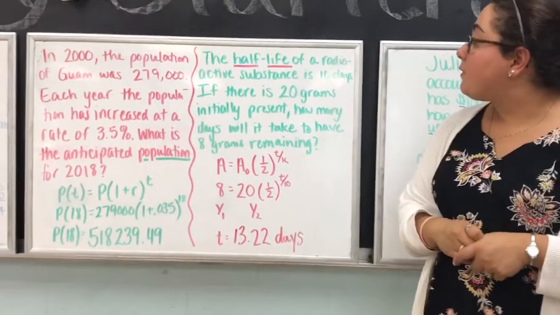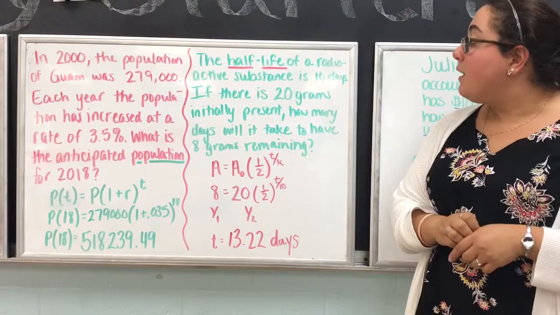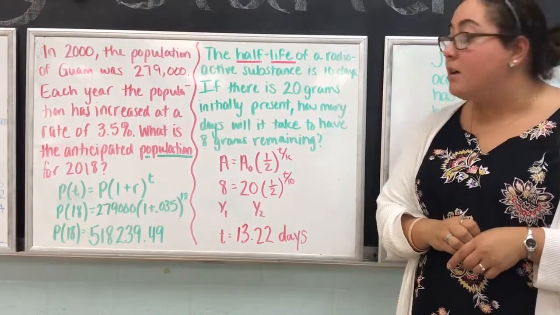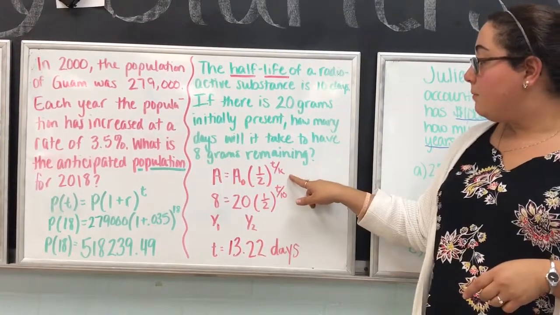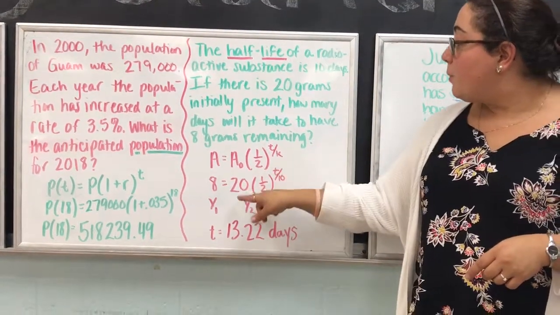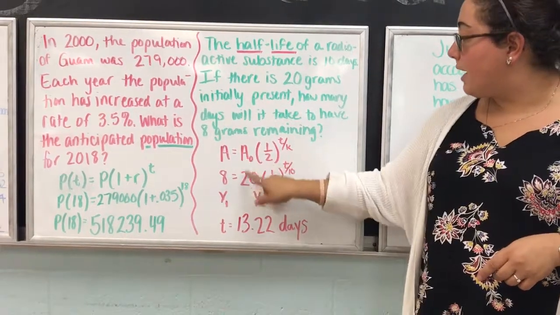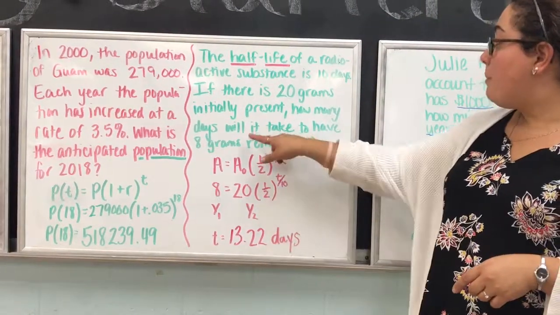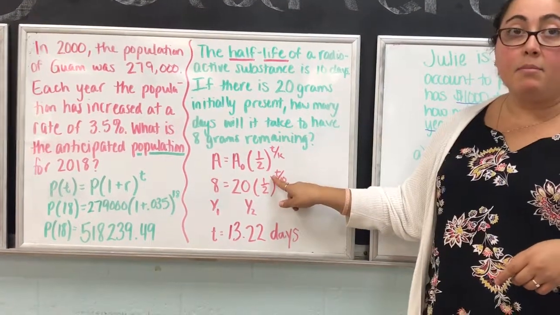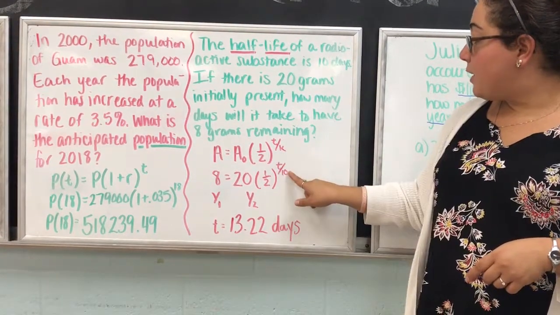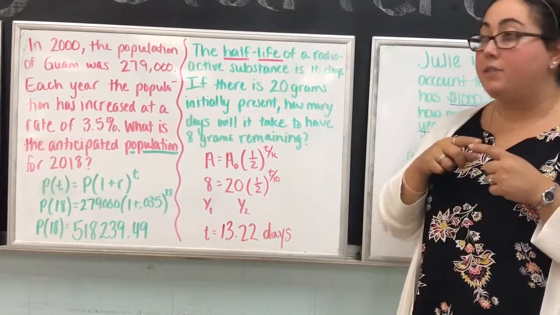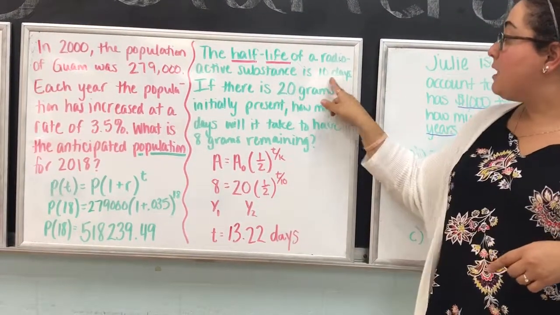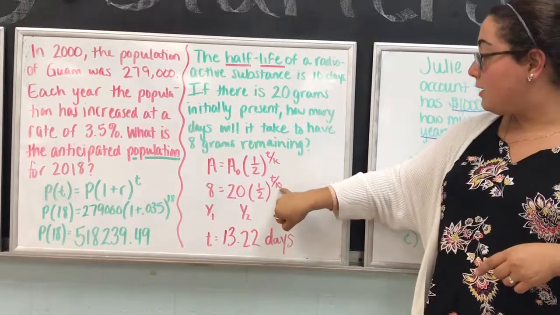The half-life of a radioactive substance is 10 days. If there is 20 grams initially present, how many days will it take to have 8 grams remaining? So we're using our half-life formula and subbing in the values that we have. We know that there's 20 grams initially, so that's my A sub 0. Our 1/2 doesn't change ever. It says how many days, meaning find out the time. Our k we talked about is the cycle of how long it takes for a half-life to go through. So it says that the half-life of a radioactive substance is 10 days. That means that my cycle is 10 days long. That's why 10 is substituted there.